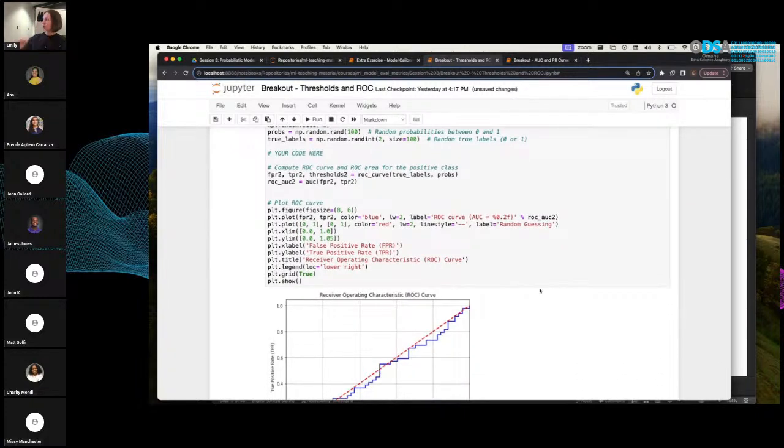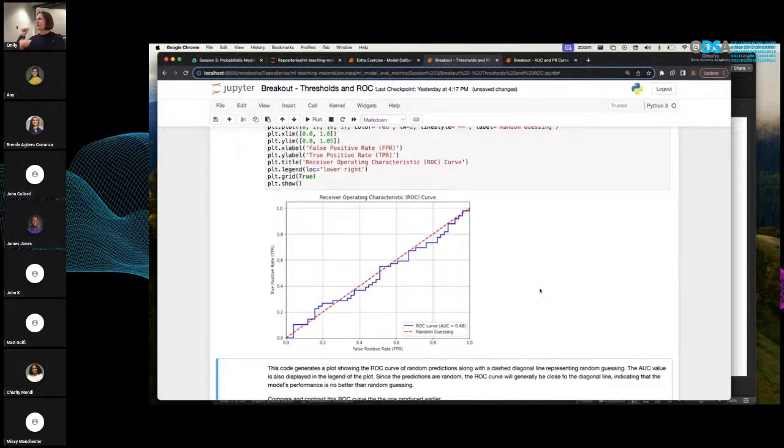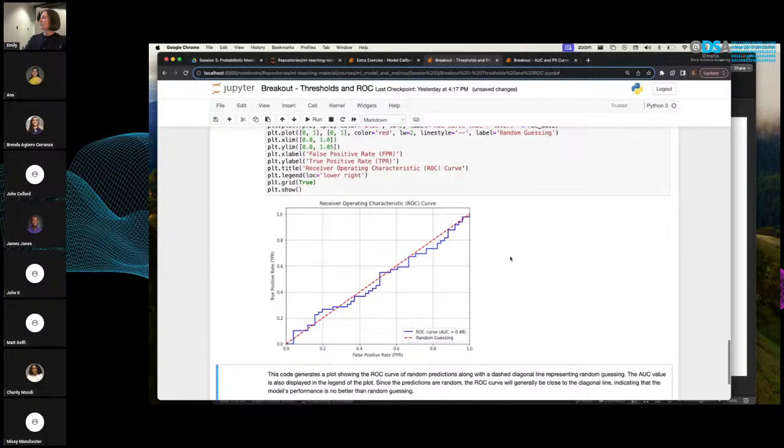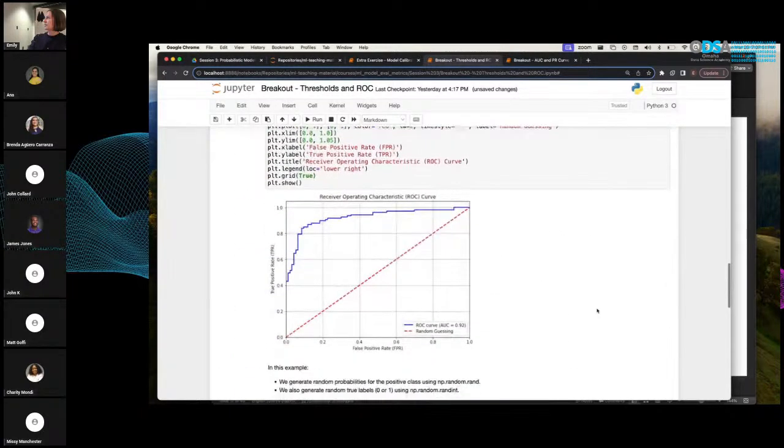So this is total randomness. We just completely pulled numbers out of a hat and tried to calculate the ROC based off of a model that was predicting complete randomness, not at all using the data to make informed predictions. So what do you guys think about the difference between this blue line that we see here and the blue line we see up here?